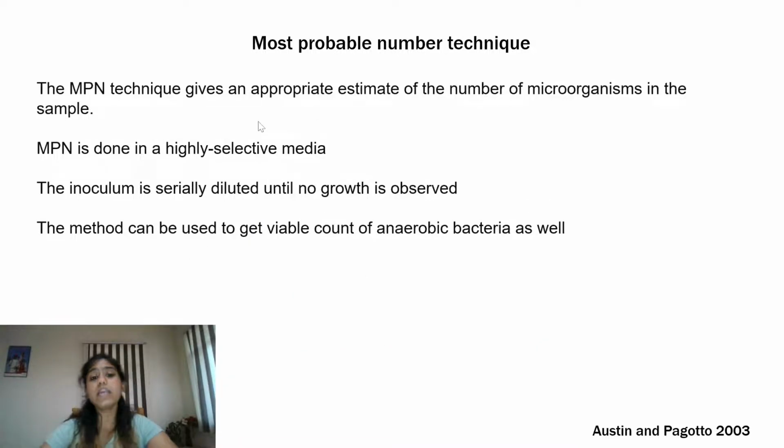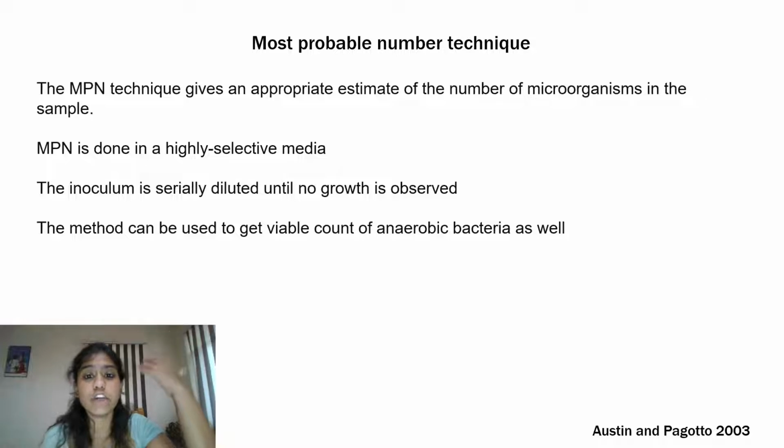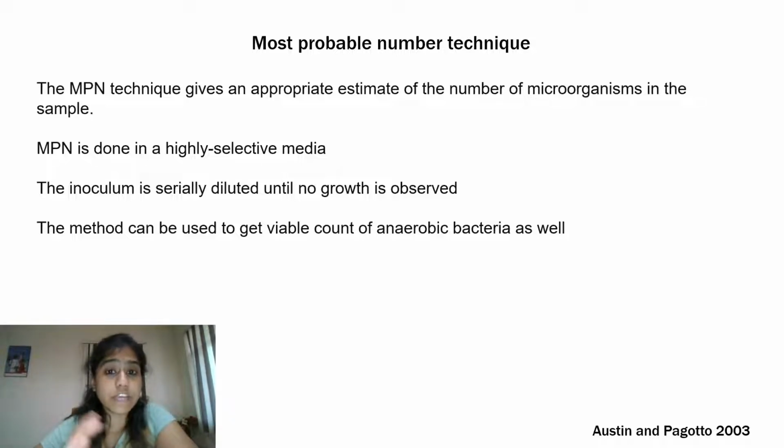So that is the principle or the basis of the MPN technique. The MPN technique also gives an appropriate estimate, because depending on how many dilutions you do, you can back calculate and see how many cells could have possibly been there in the original sample that we collected. So this gives us an idea of the estimate of the number of microorganisms in the sample. Even though we may not be able to get the abundance of a particular microorganism, we can get an overall estimate of the microbial load in a given environmental sample.